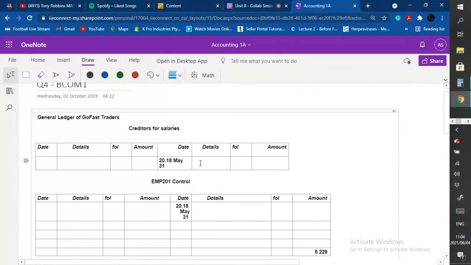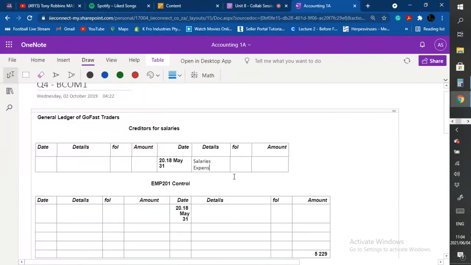So here, what we then write under details is salaries expense. And this is the amount that's now going to hit the individual's bank account. And then under folio, where are we posting from? We're posting from the salaries journal.